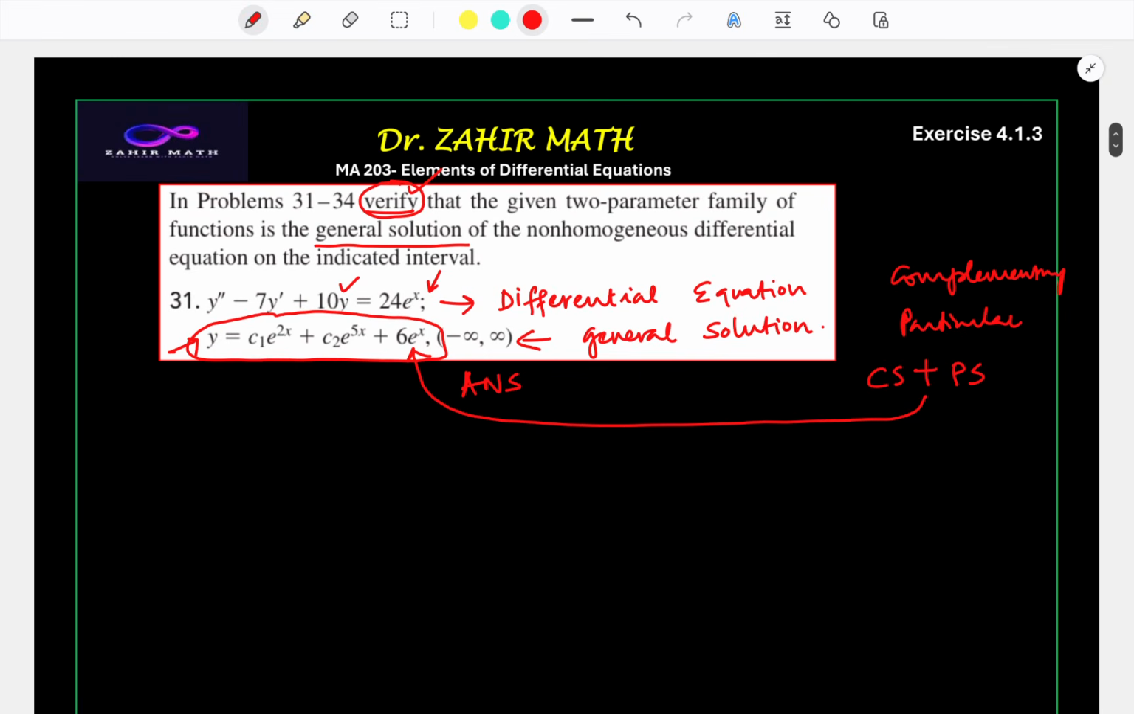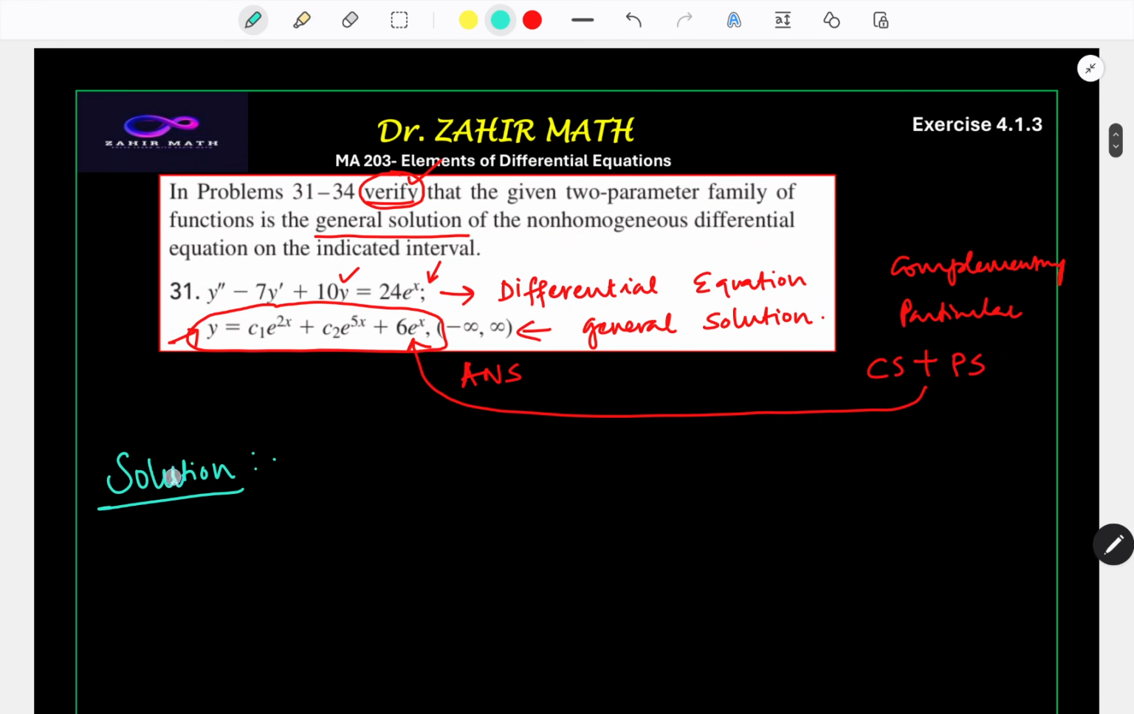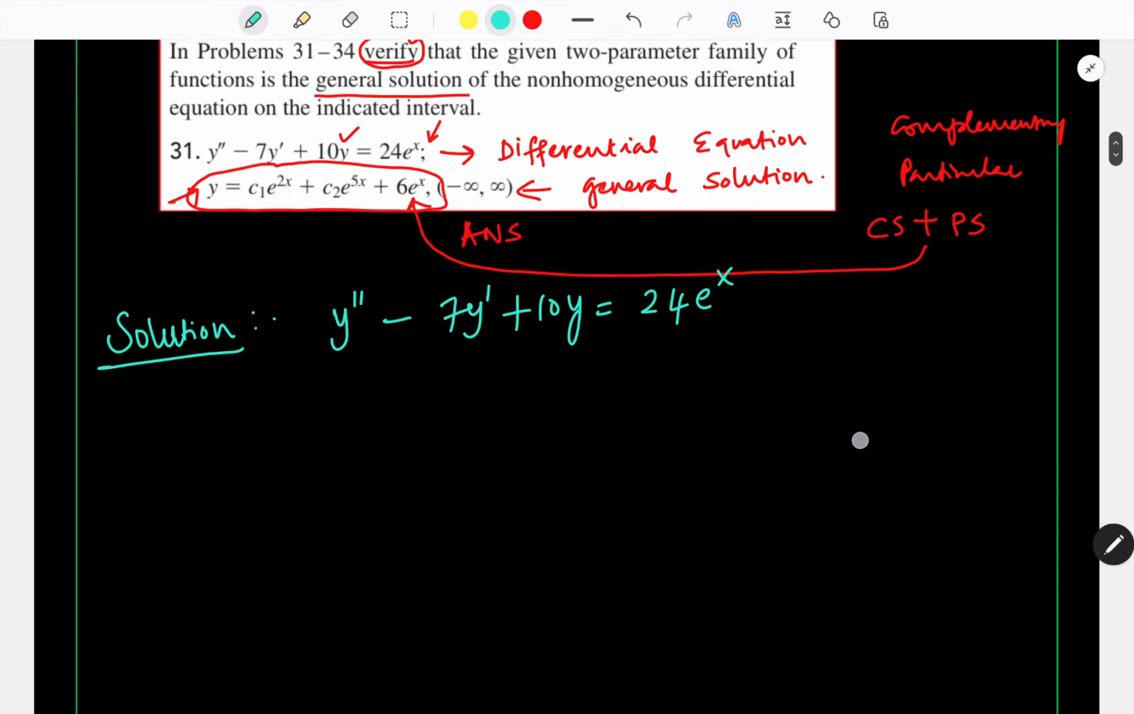Okay. So let's start the solution. Nice question. Let's go for it. So what is your differential equation? Your differential equation is y double dash minus 7y dash plus 10y is equal to 24 e power x.